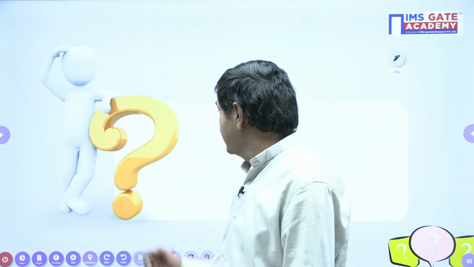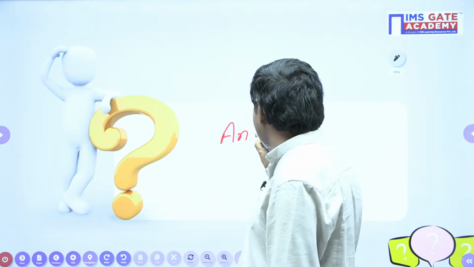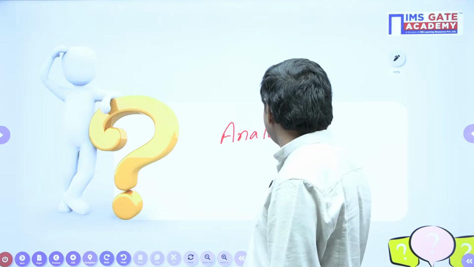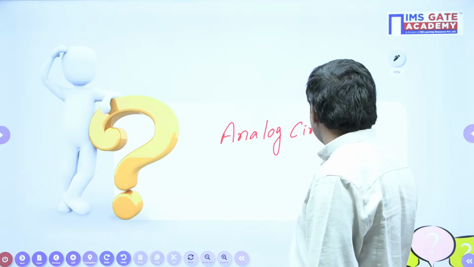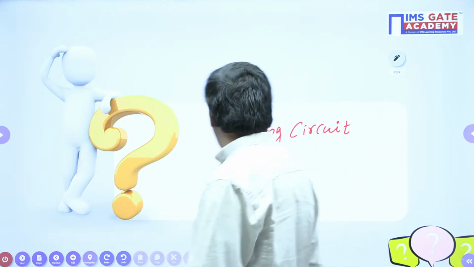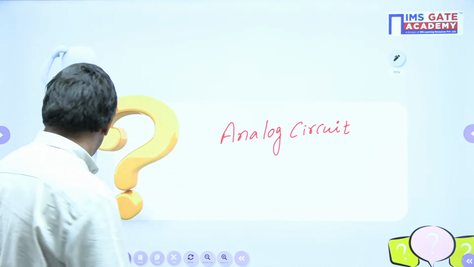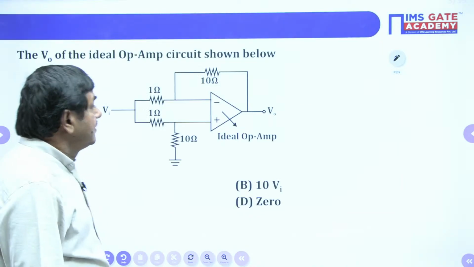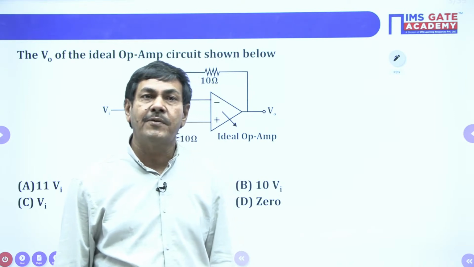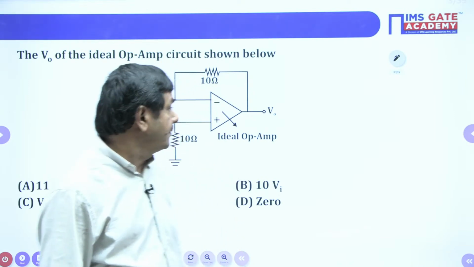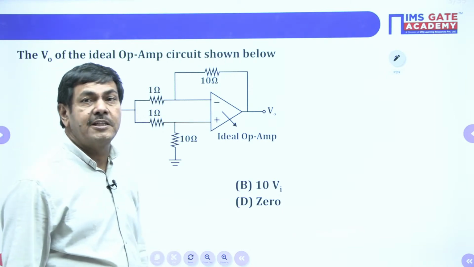Yes, the subject is analog circuits. Today in today's session, we are going to do a number of questions from the operational amplifier and MOSFET. One by one, we can do them. This is one of the questions from the operational amplifier.